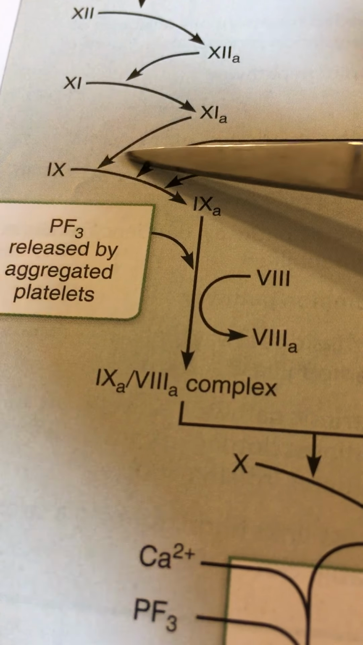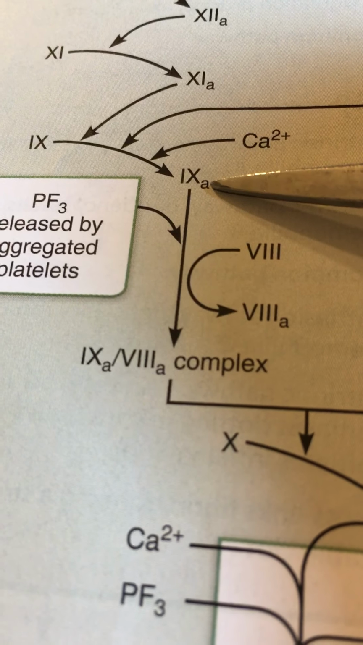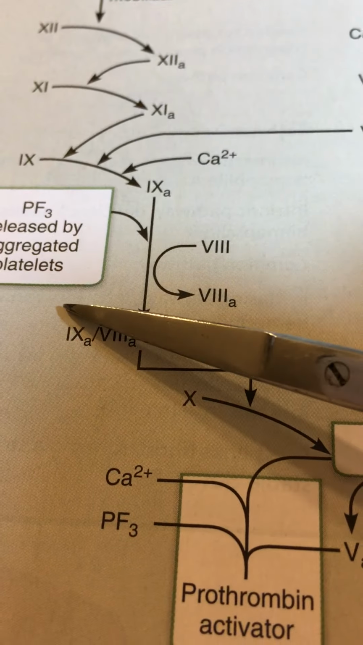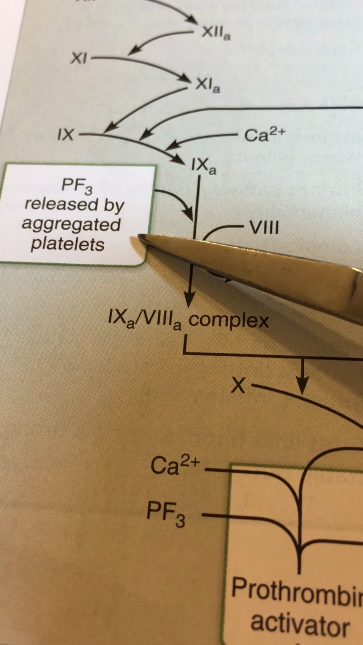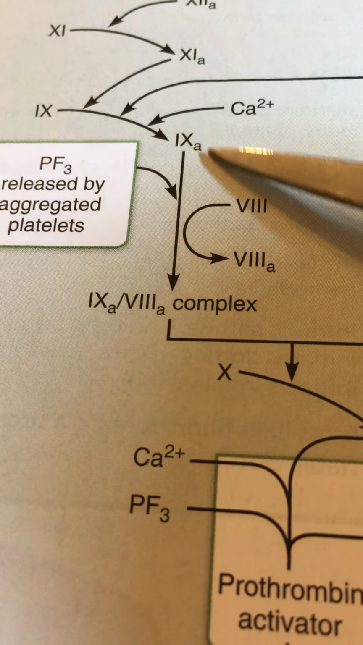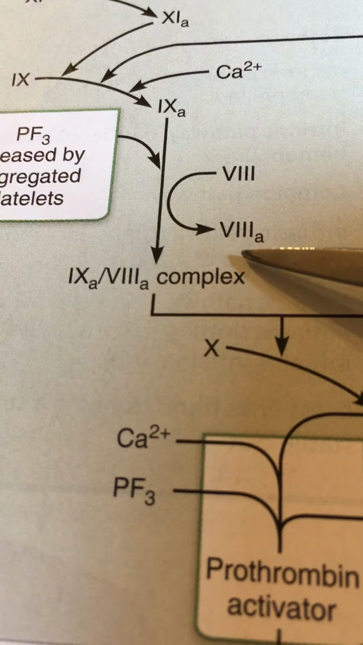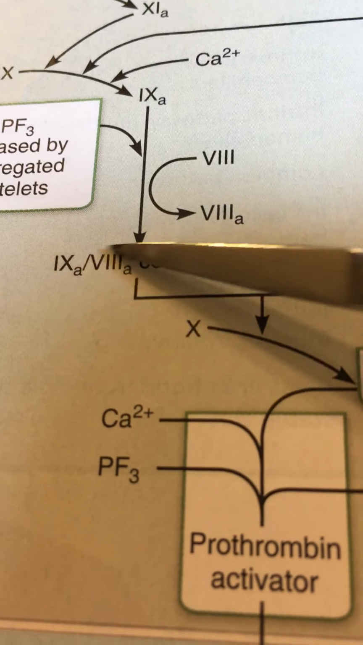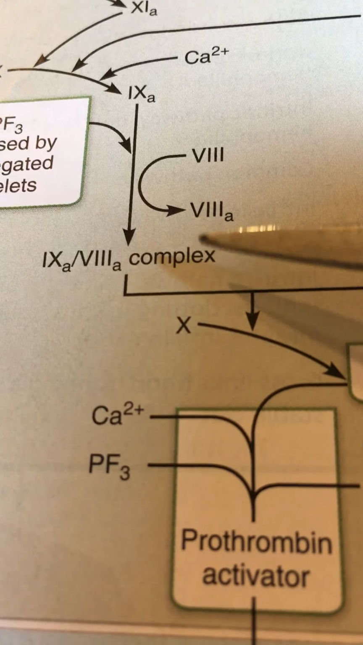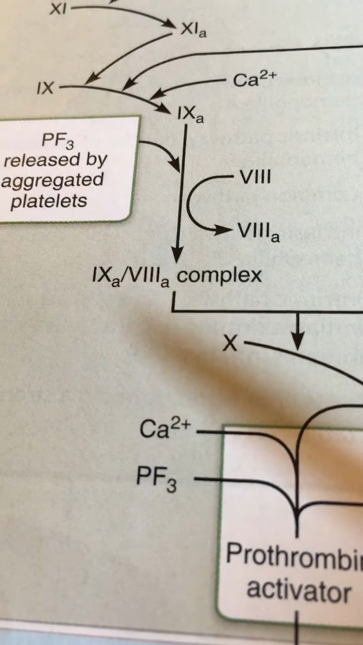Okay, so then number 9 gets activated, and it forms this active form. It then gets associated with what's called PF3, which is released by the platelets itself. So then that combines with 8. So 8 becomes activated, and you'll notice that all of these come together as a single complex. So 9 and 8 are complexed with PF3.